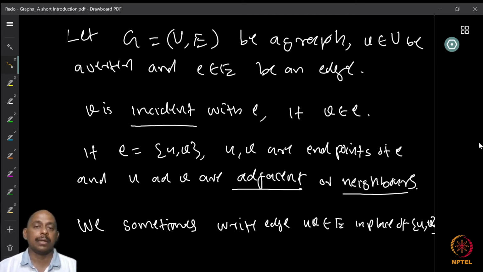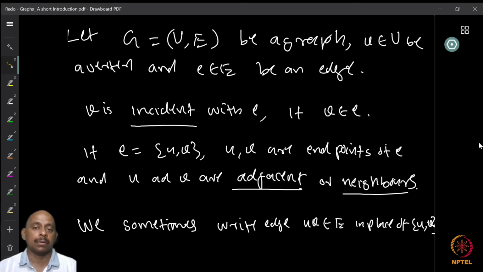Now, if the edge E equals, let's say, U comma V, then we call U and V the endpoints of the edge E. So the endpoints of E are the two vertices in that edge.